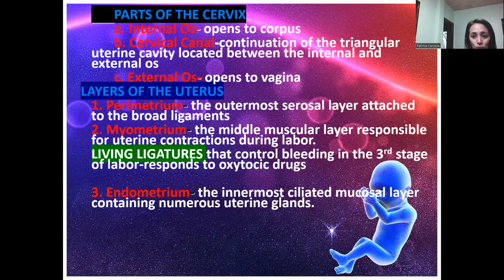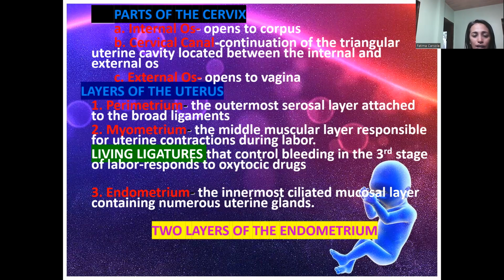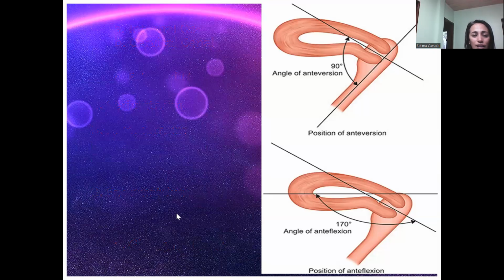So again, the myometrium is considered as your living ligatures. Okay, so ito na yung sinasabi ko kanina. There are two layers of the endometrium. You have your glandular layer. Again, it is the one that slaps off during menstruation. And the basal layer is the one that gives rise to the new endometrium.